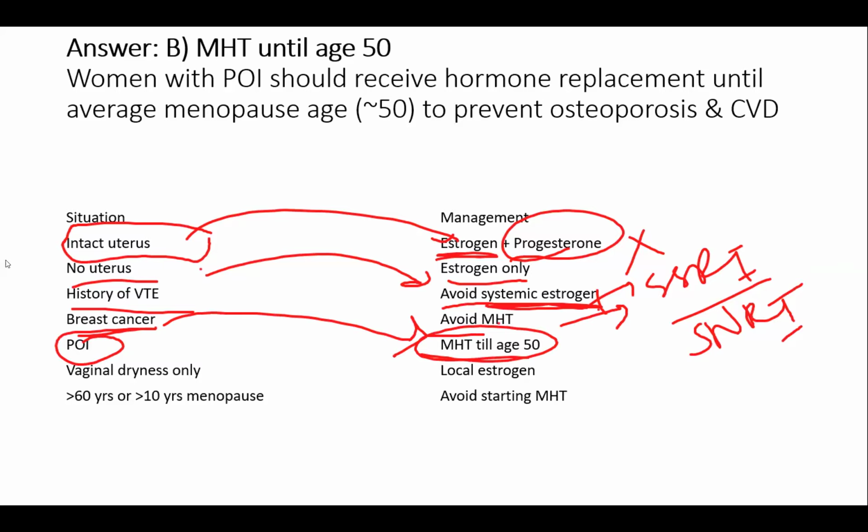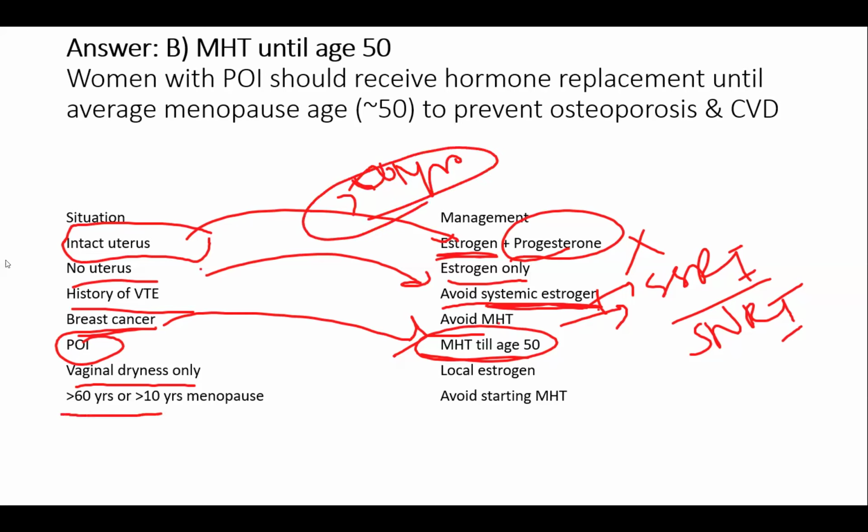Okay. If the patient complains of only vaginal dryness, no other symptoms, then local estrogen would be more than enough. Why would you want to start full MHT? And always keep in mind, if it is beyond 50 years, you can start MHT very confidently.